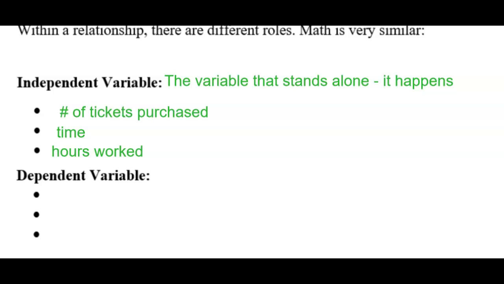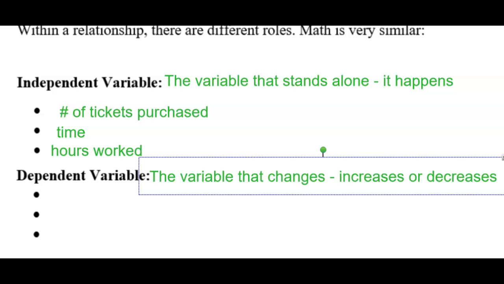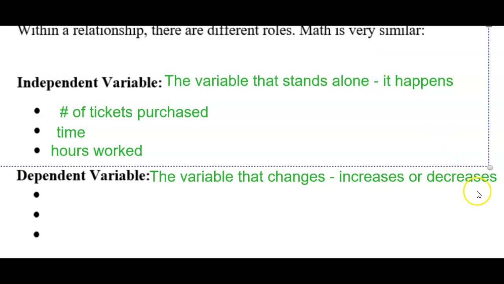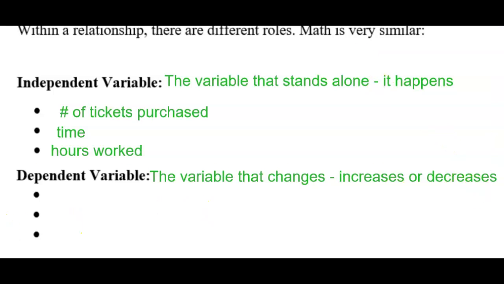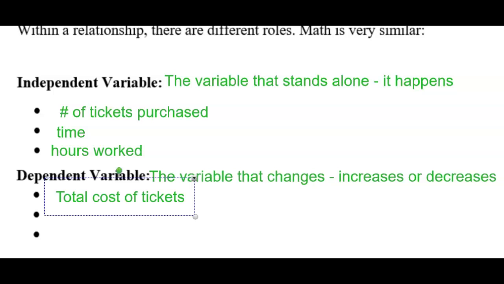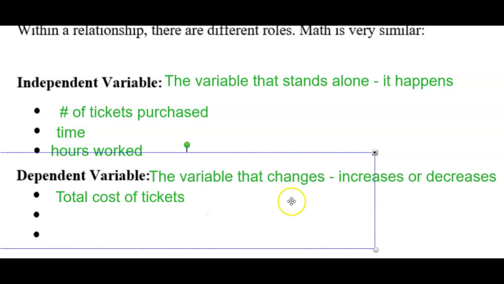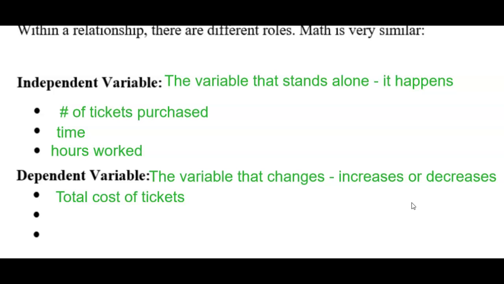So what about a dependent variable? A dependent variable is a variable that changes. It either increases or decreases, okay? So if we look at that ticket example, the total cost of tickets is going to go up depending on how many tickets we buy. If we buy 5 tickets, it's going to be one price, but if we buy 10 tickets, it's going to be a higher amount, or it might go down depending on how many tickets we buy, okay? So total cost of tickets would be our dependent variable.